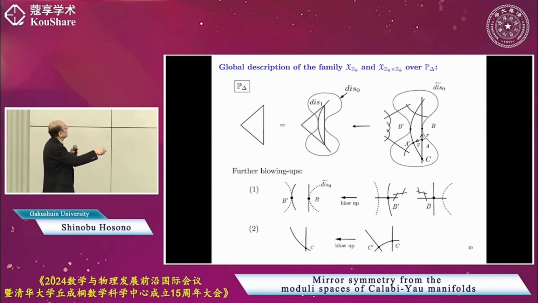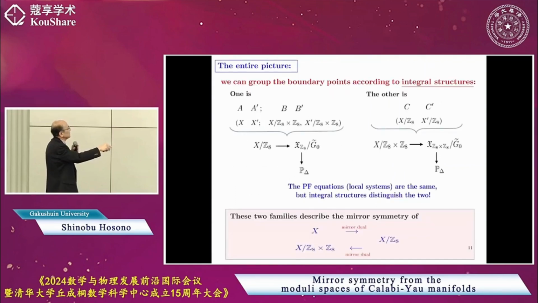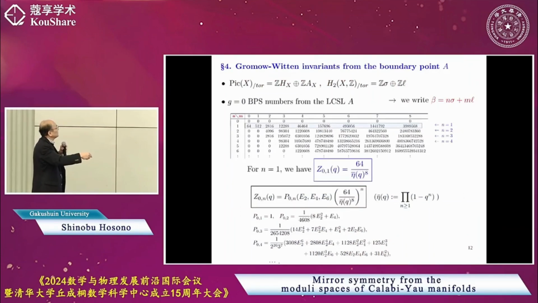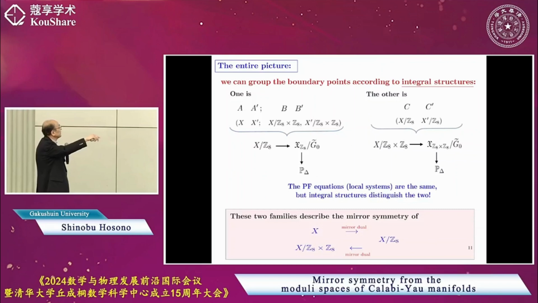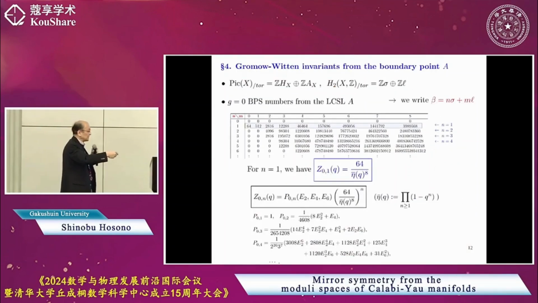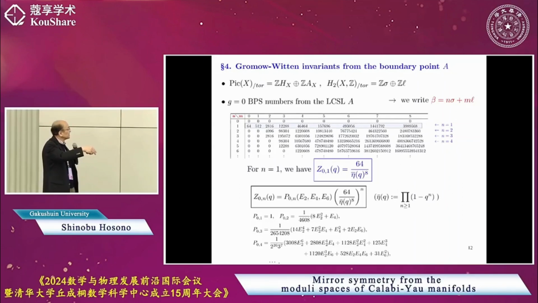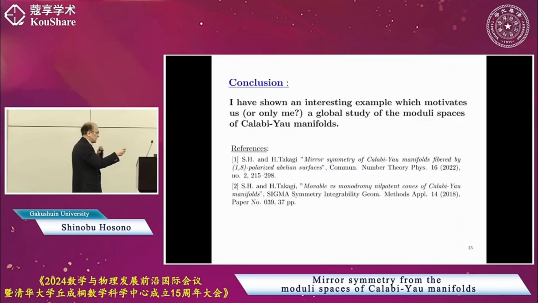So I finish. Blowing up this locus at a suitable time, we will end up with the boundary points, which correspond to A and A prime, B and B prime, C and C prime, where A prime, B prime, and C prime are the birational models I showed. For these boundary points, we can verify the mirror symmetry as I described. Now here is a Gromov-Witten invariant coming from the boundary point, where the modular property, a cusp modular form, appears. We can observe that. Okay, thank you very much, and sorry.